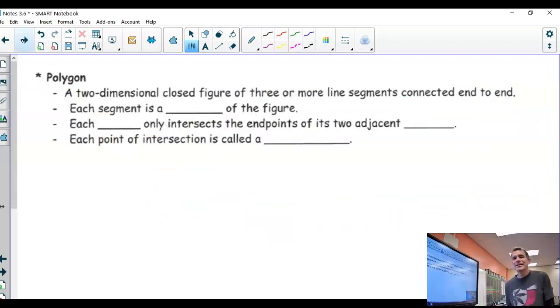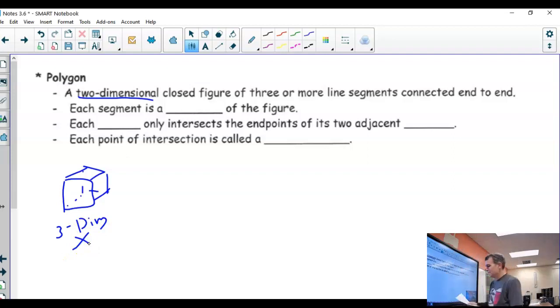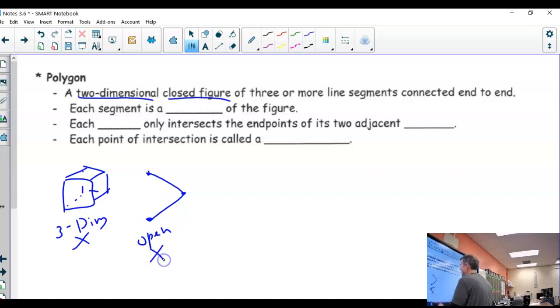And the last thing I want to do here is the definition of a polygon for you. It's actually a rather involved definition. First of all, it's a two-dimensional figure. So a box is not a polygon because it is three-dimensional. So no, not a polygon. It is a closed figure. So this is an open figure, so it is not a polygon.